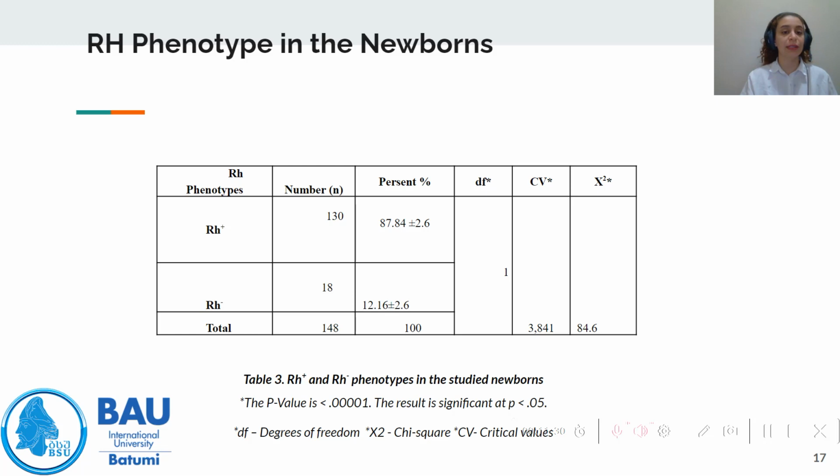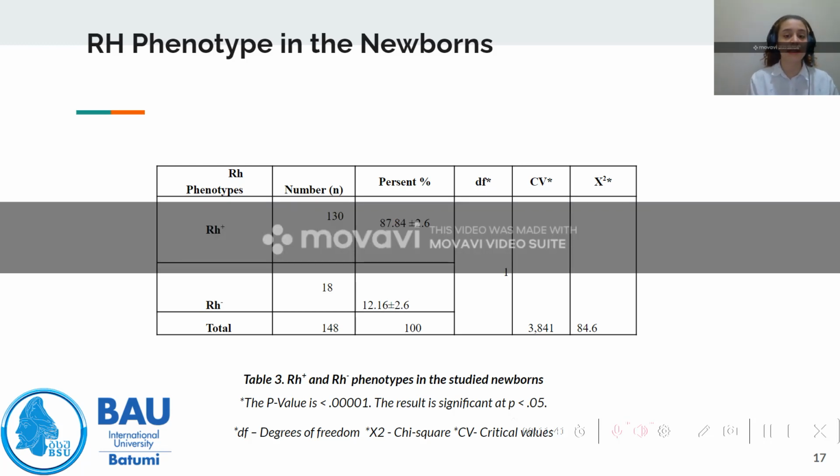We also studied the samples using the anti-D anti-sera. We wanted to see the Rh phenotype of these newborns, and we saw that the majority of them, 87%, were Rh positive, and only 12% were Rh negative.